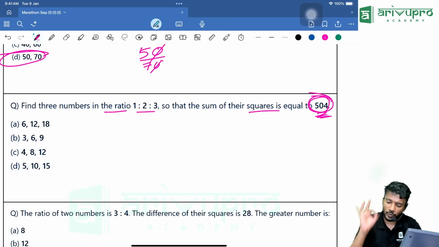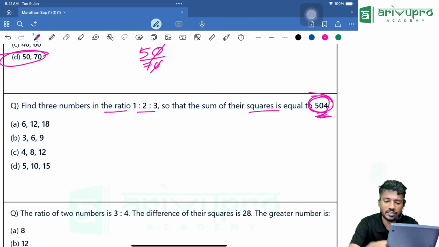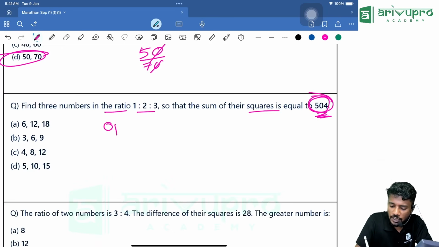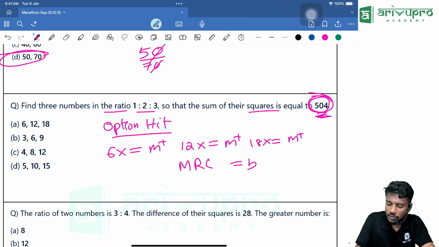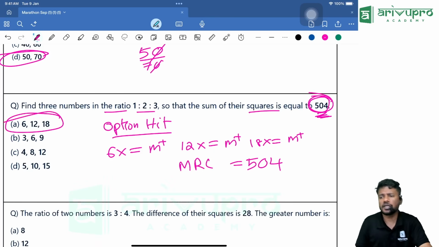So, sum of the squares of the three numbers. So, 6, option hitting we will try. Option hit. That means 6 into equal to M plus 12 into equal to M plus 18 into equal to M plus MRC. How much is it now? 504? Yes, that means option A is your answer.